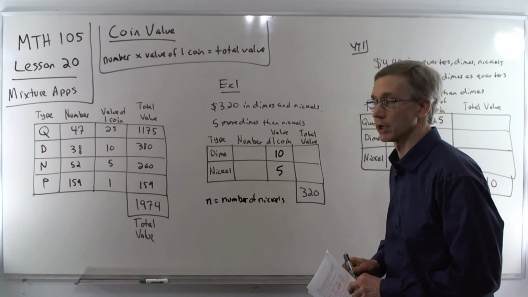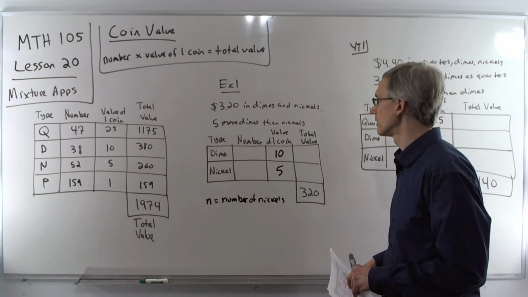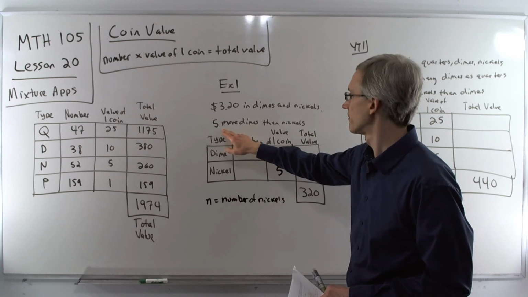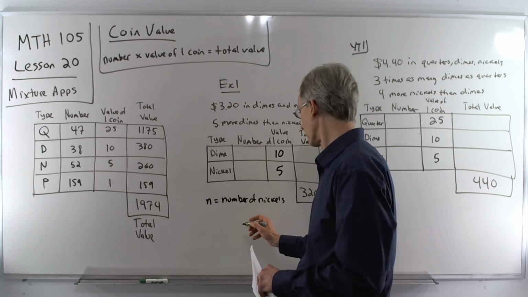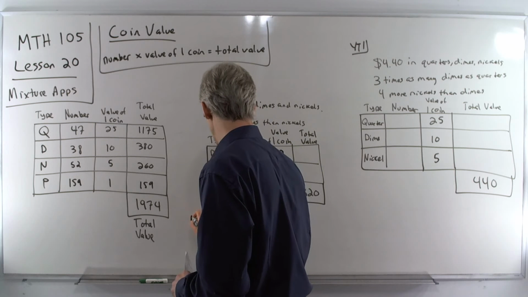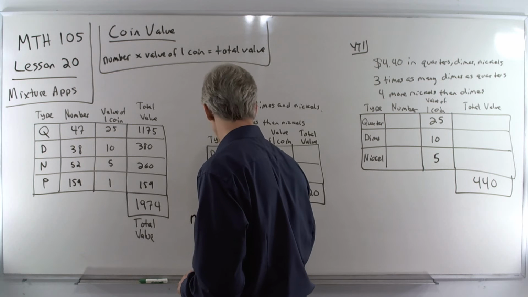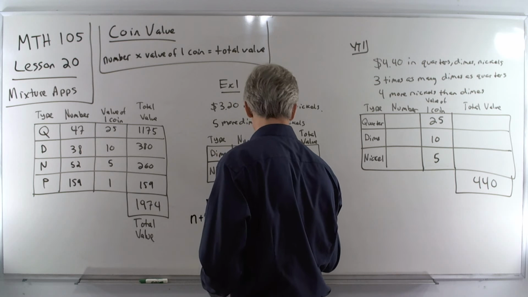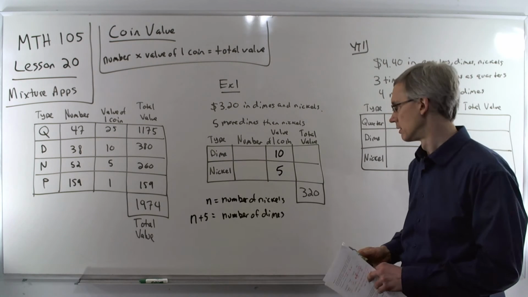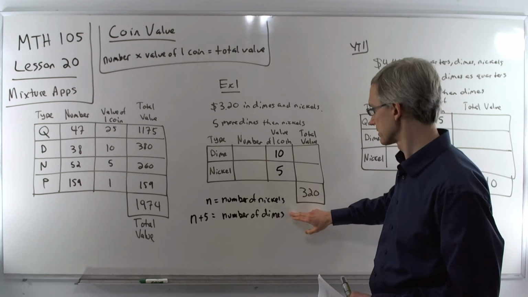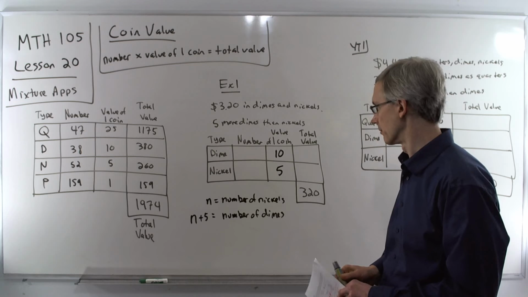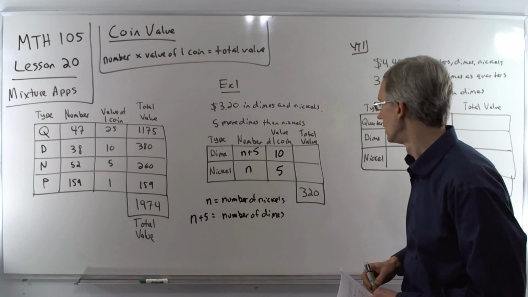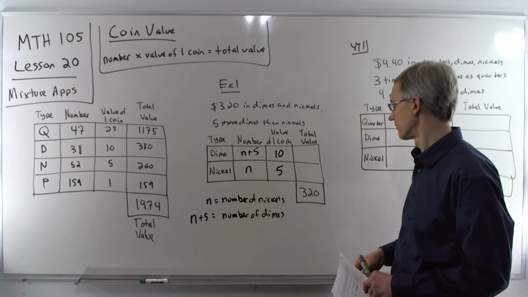Now to find the number of dimes, we're going to use those translation skills that we were working on for the last couple of lessons. We have 5 more dimes than nickels. So we have more dimes than we do nickels, and there are 5 more. So if we start with the number of nickels, and we add 5 to it, that gives us the number of dimes. And so now we have expressions for both the number of nickels and the number of dimes, and I can plug that in here. So nickels is n, dimes is n plus 5. And that's really the tricky part of doing these. The rest is very straightforward.